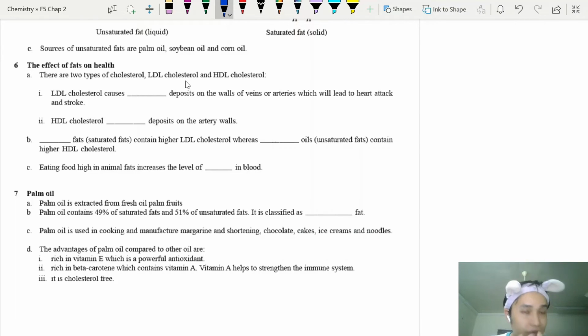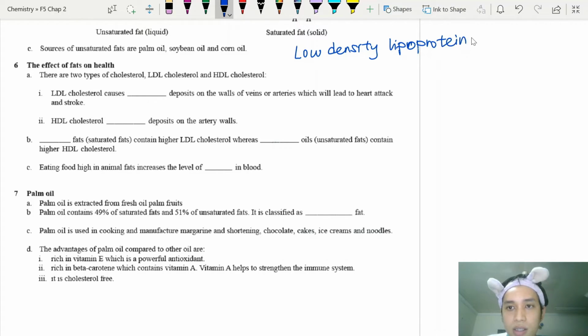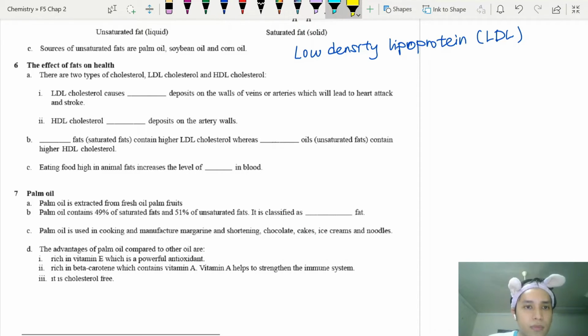the health effects. So you have LDL and HDL. What is the meaning of LDL? The term stands for low density lipoprotein. This is the full name for LDL. HDL is high density lipoprotein. So which is the good one, which is the bad one? Basically LDL is the bad one, because it causes plaque. Plaque means that they are going to stick at your artery wall.